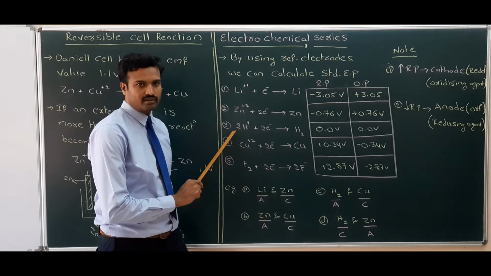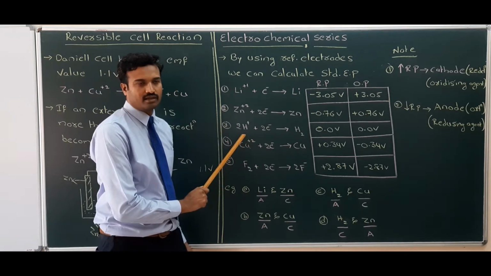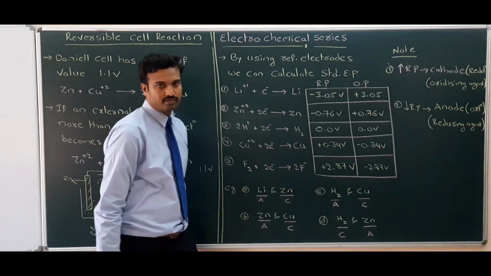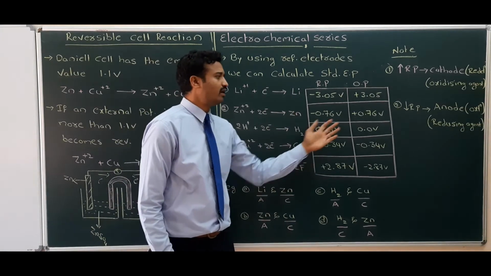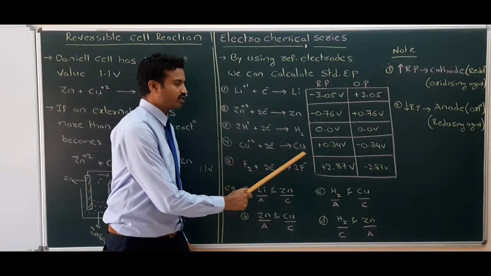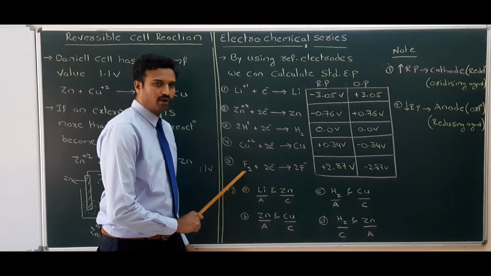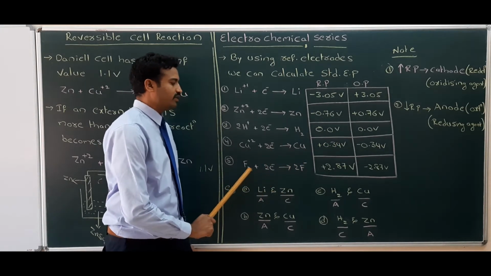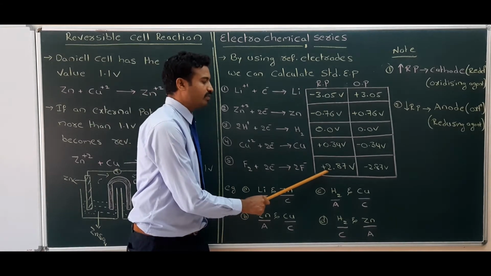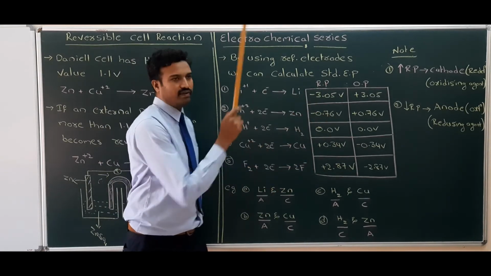Next, the third one. Yesterday we discussed hydrogen reduction potential value. Standard hydrogen electrode potential value is 0.0 volts. Either it may be reduction or it may be oxidation, 0.0 volts. Next, copper reduction potential value is plus 0.34 volts. Fluorine: F2 is converted into 2F minus, gaining of electron. Reduction potential value is plus 2.87 volts. So these are the reduction potential values.